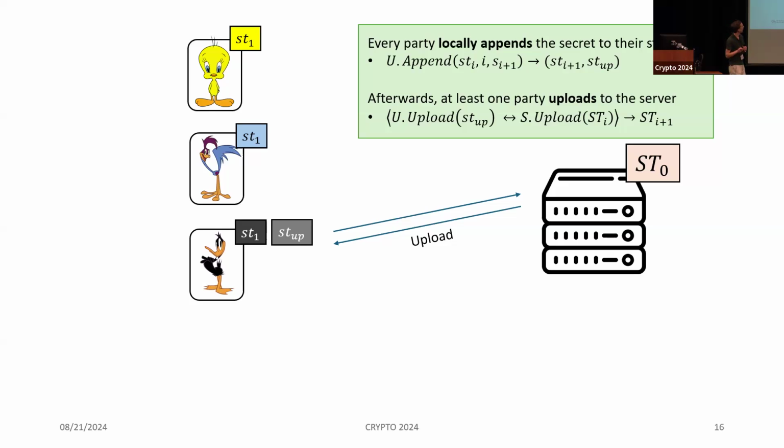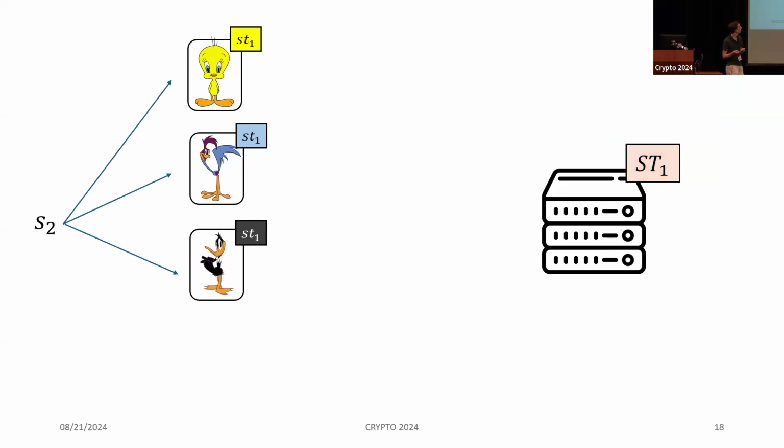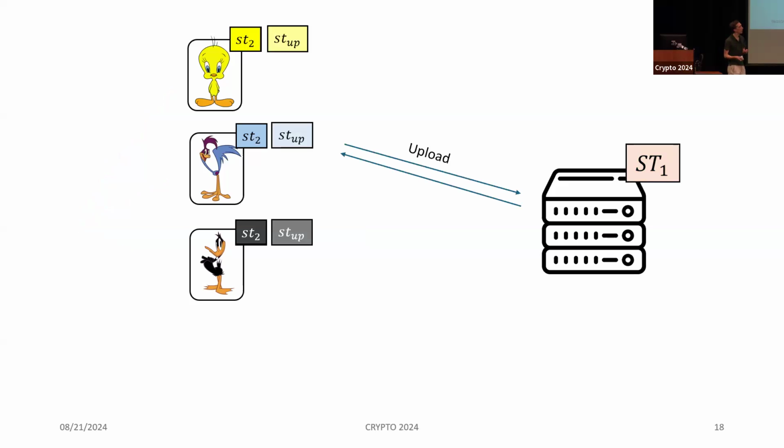So we run this update, and after that, the server also has an updated state. And then the second secret comes, we do the same thing, but now maybe this time another party does the upload. So importantly, we want our primitive to work as long as just one party uploads. It could be more, still should work, but at least one has, and it doesn't always need to be the same one, so that it simplifies. Like if somebody is offline, it can be just whoever's online does it, and it should be fine.